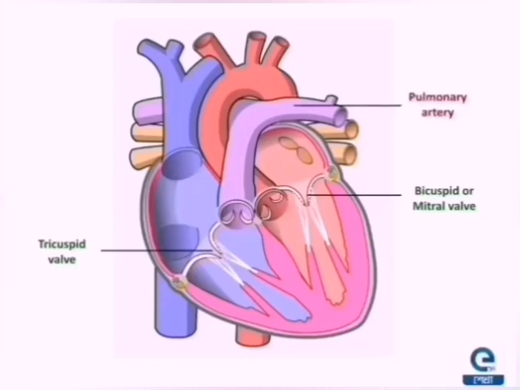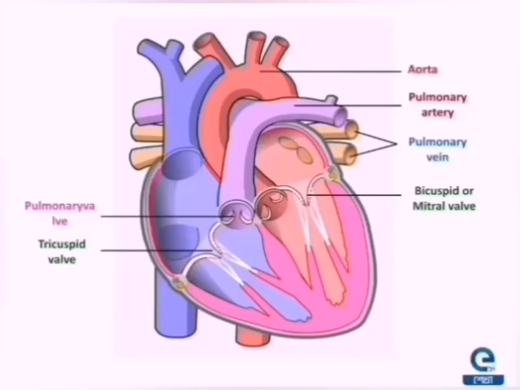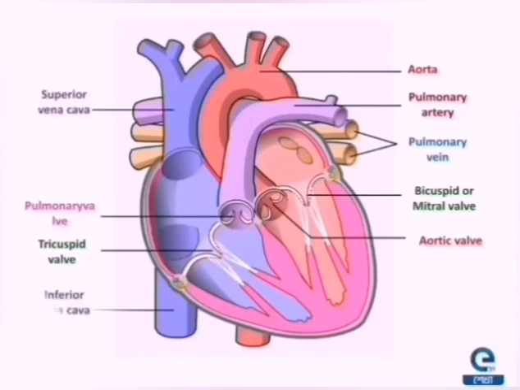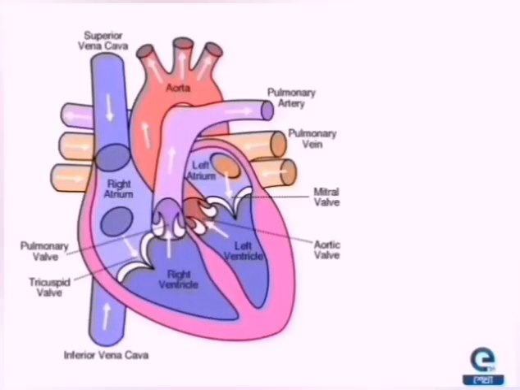This is the pulmonary artery. This is pulmonary vein. This is pulmonary valve. This is aorta. This is aortic valve. This is superior vena cava. And this is inferior vena cava. Now moving to our next slide, we can see the picture of heart.